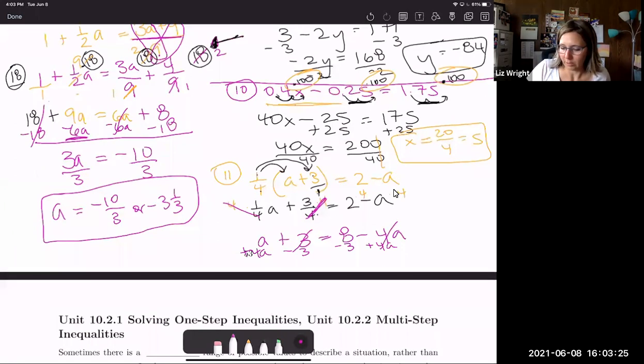So then I'm not sure if it's going to let me write right on the edge. We're going to find out. A plus 4A is 5A. 8 minus 3 is 5. Divide both sides by 5, and A equals 1 for our final answer.